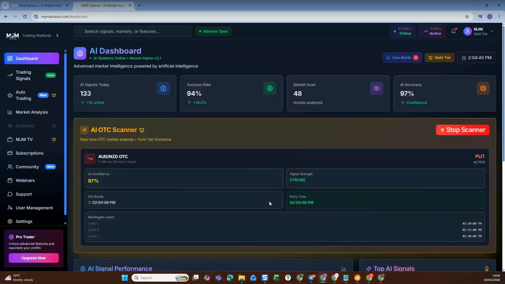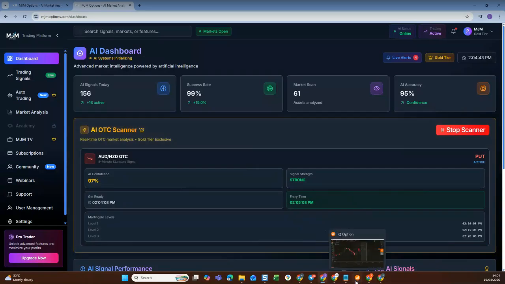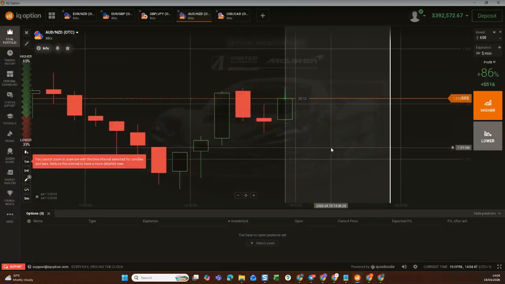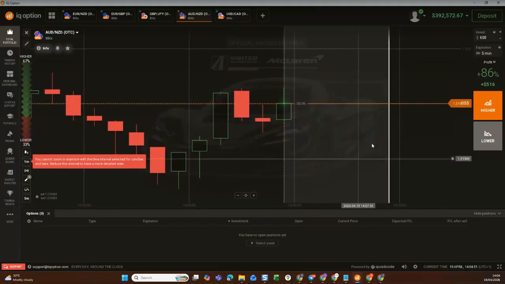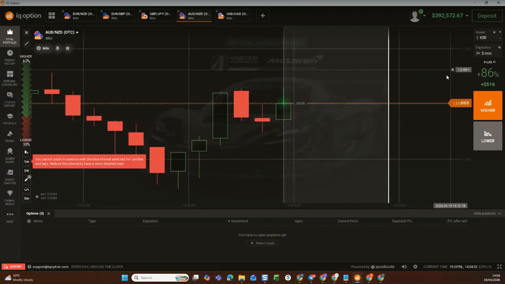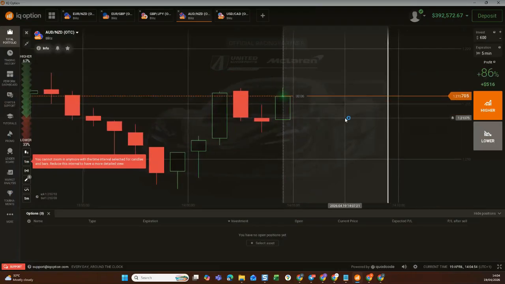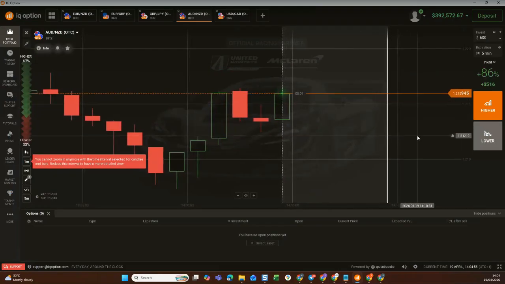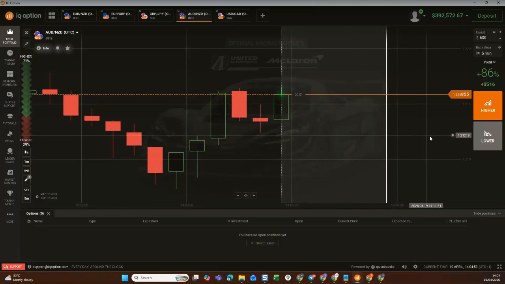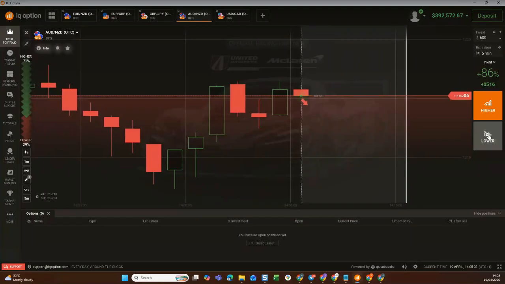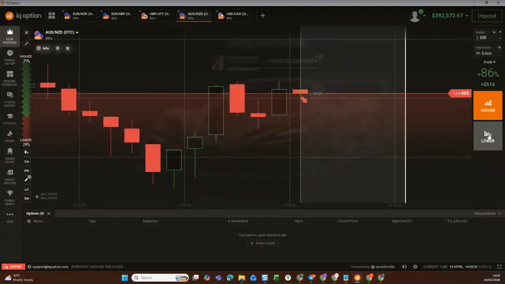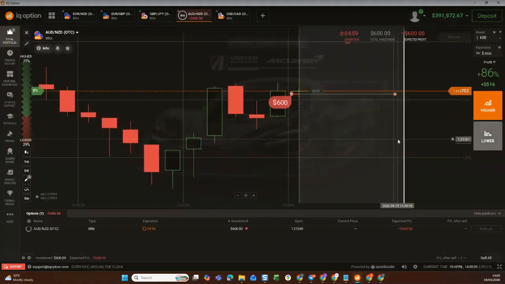And what time are we selling? We are selling at 2:05:08 seconds. So we are about less than 20 seconds to go. Make sure you are selling AUDNZD. Less than 10 seconds to go. 59. 1, 2, 3, 4, 5, 6, 7. So sell now, guys. Sell now, sell now.